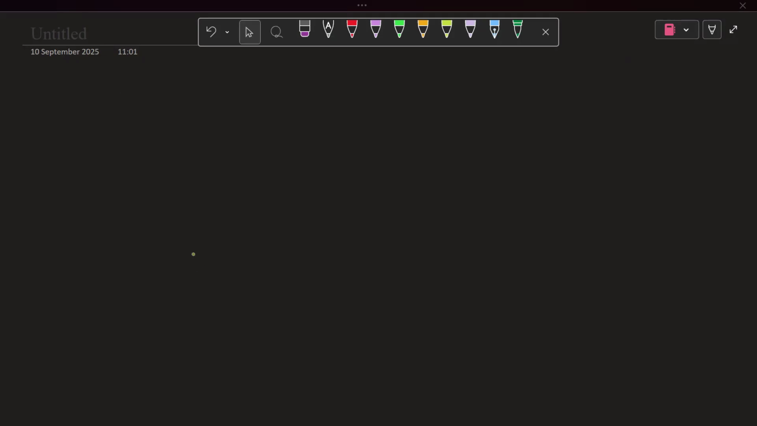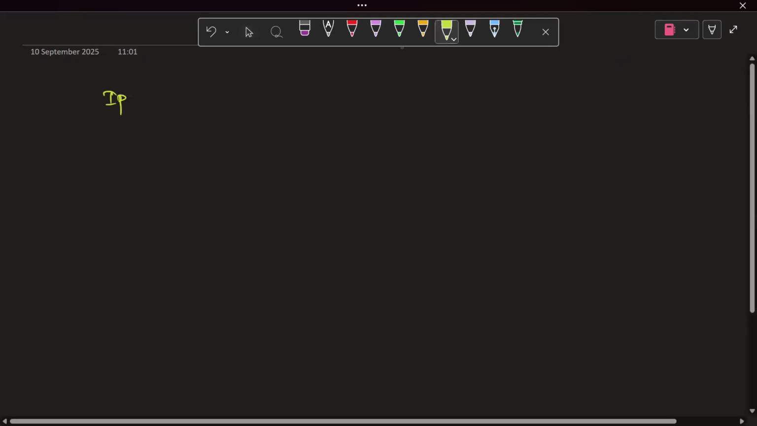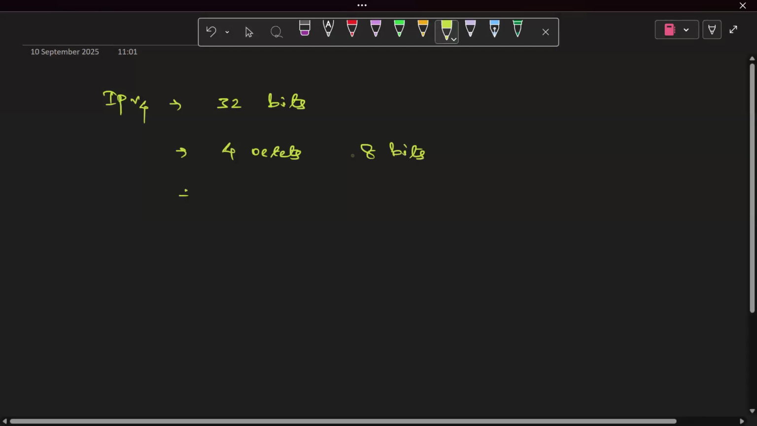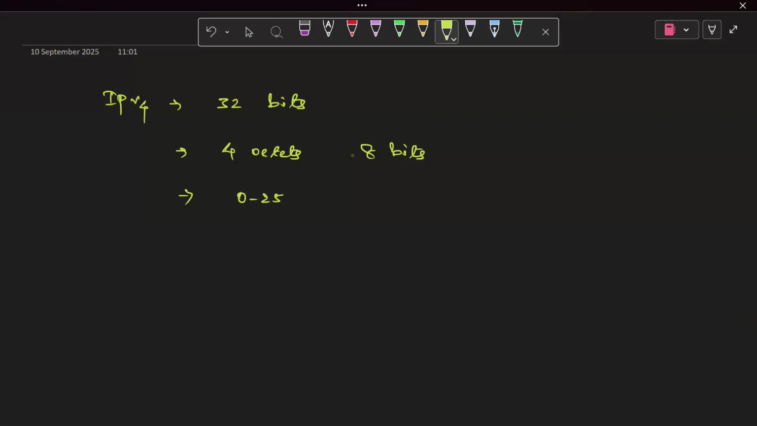In the last class, we were discussing IP version 4. In IP version 4, we have discussed that it is 32 bits. Then it has 4 octets, and each octet is of how many bits? 8 bits, right? Then we discussed that the total range of IP version 4 is from 0 to 255.